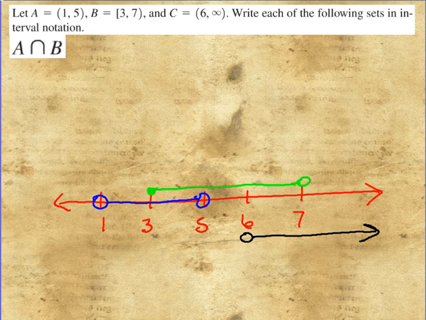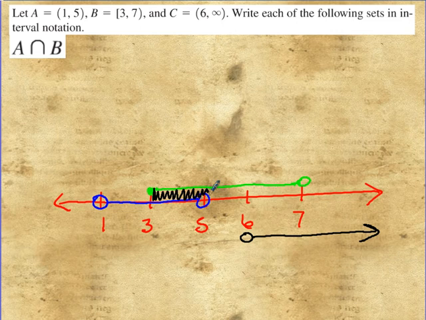Next one. We're looking for the intersection of A and B. The intersection of two sets is simply the numbers that are included in both. It's where they cross. Okay? The intersection of A and B, well, here's A. Again, starts at 1, goes up to 5. B starts at 3, goes up to 7. So you have an intersection point here in the middle. Here's your points of intersection.